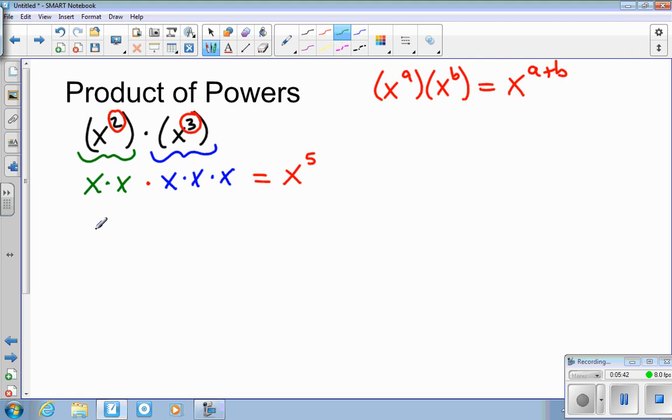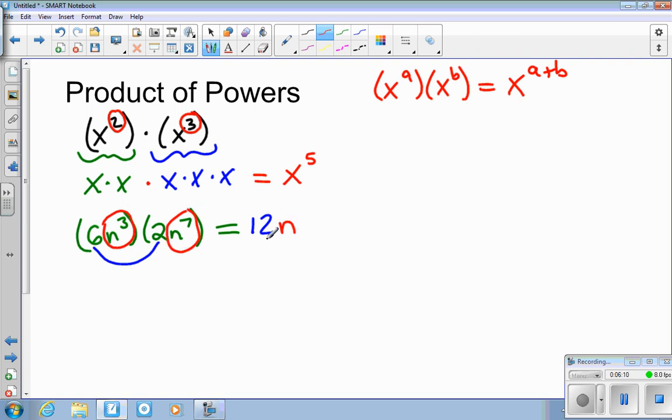So another example would be 6n cubed times 2n to the 7th. Now here I've mixed it up a little bit because we have numbers out front. So the very first thing you're going to do is to multiply those two numbers together, and 6 times 2 is 12. The next thing you're going to do is to look, okay, I have an n cubed times an n to the 7th. That's going to get me n to the 3 plus 7, which is 10. So this is 12n to the 10th.